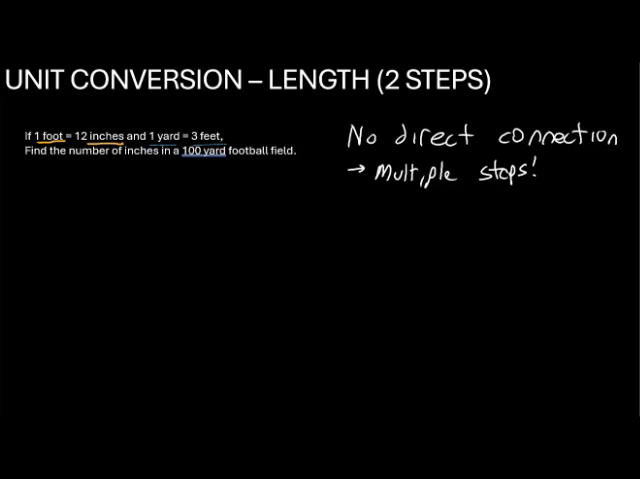Since we can't go directly from yards to inches, we have to think about what we can go to. We see in the second unit conversion statement that we can go to feet. We'll write that we have yards but need inches. Our yards cannot go directly to inches, but because of statement number 2 here, 1 yard is the same as 3 feet, meaning we could go to feet instead. That will be our first step in this problem.